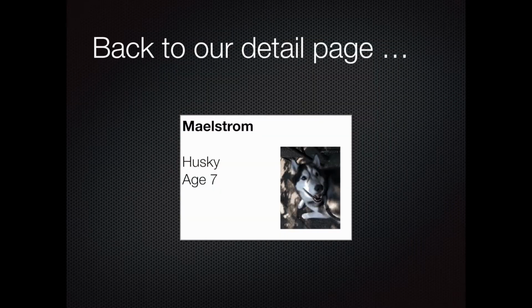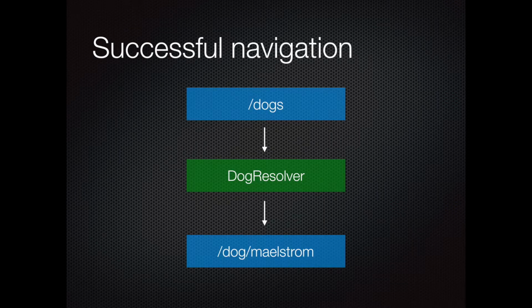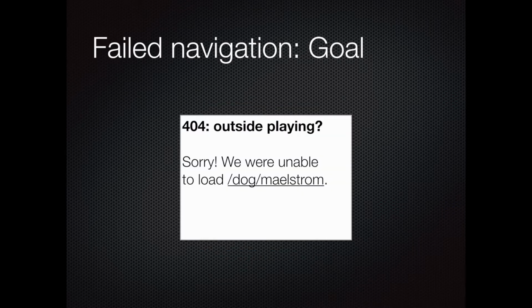Okay, so going back to our detail page. Imagine that we are trying to navigate from the dog list to the dog detail page. Normally we would set up a dog resolver that would take a look at the dog ID in the parameters, and then it would just call out to our dog service and get those dog details. Normally that just works as expected, but we do need to plan for errors. Ideally, if navigation fails, we would like to have some sensible error message.